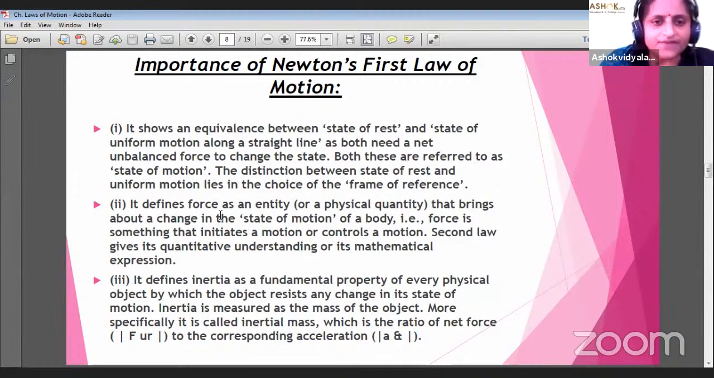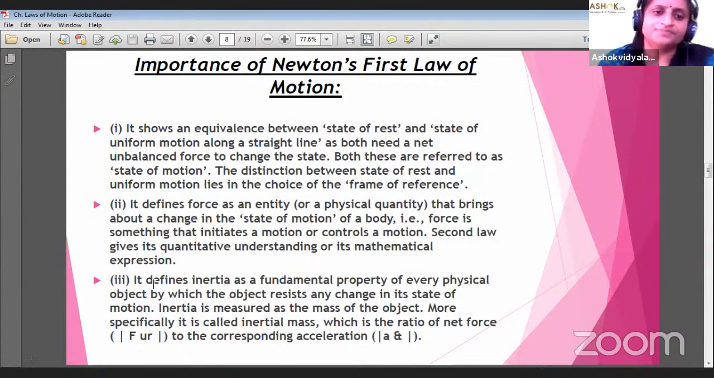Next, it defines force as a physical quantity, that is, an entity that brings about a change in the state of motion of a body. That is, force is something that initiates a motion or controls a motion. The second law gives the quantitative understanding of its mathematical expression.